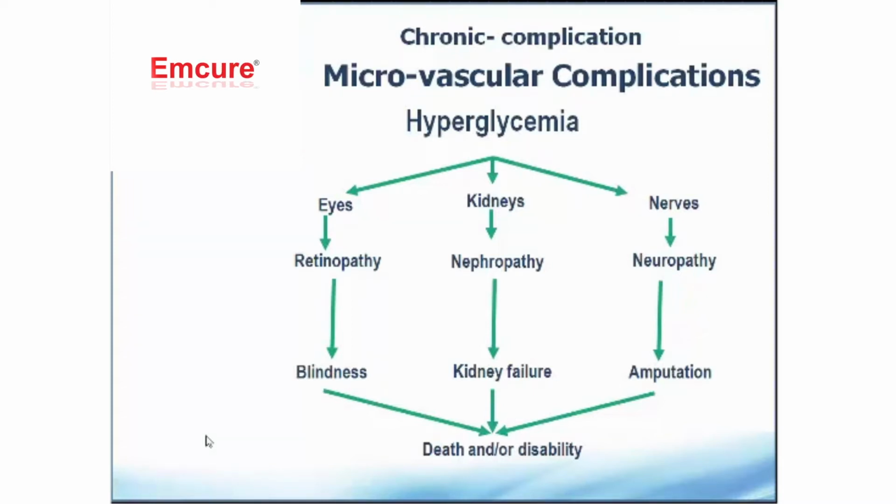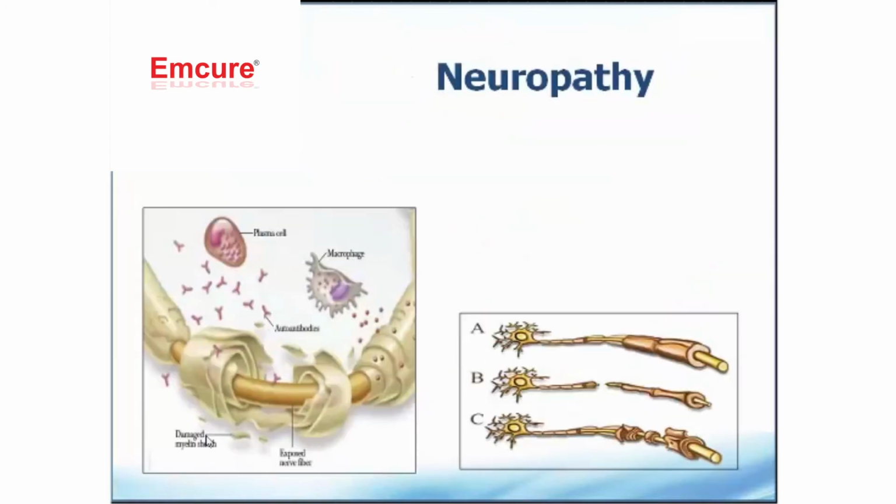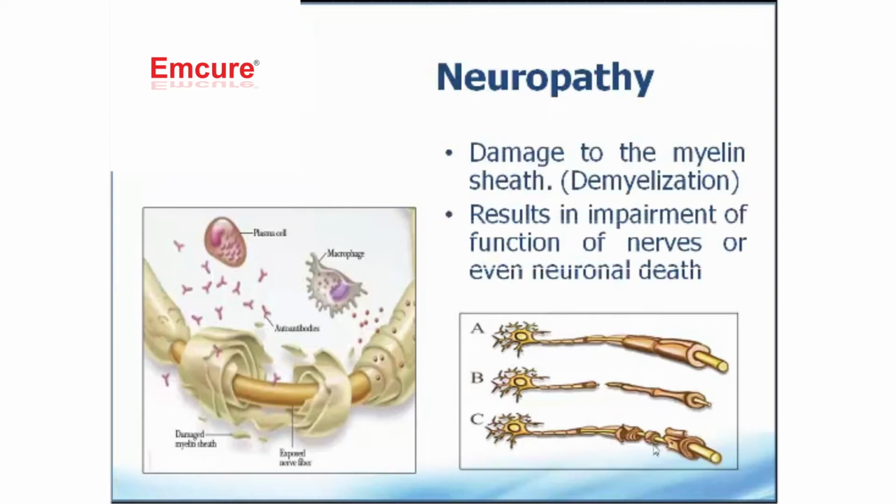Let us see in detail what retinopathy, nephropathy and neuropathy are. Neuropathy is basically a disease of the nerves, where the myelin sheath on the nerves gets damaged due to the high glucose level in the blood. When the myelin sheath gets damaged, the nerves ultimately get damaged, and there is a problem of neuropathy, that is, a signaling problem appears in a diabetic patient. So it results in impairment of nerve functions or even neuronal death.